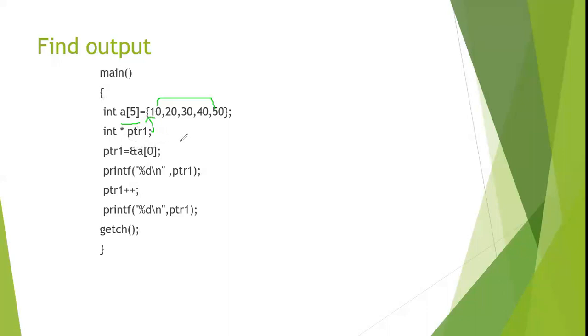Now in this case, PTR1 is saving the address of which variable? That is A. Let's suppose you know that the array is 10, 20, 30, 40 and 50, right? Let's suppose the address of this is 1025. So anybody who can tell me what will be the address of this?